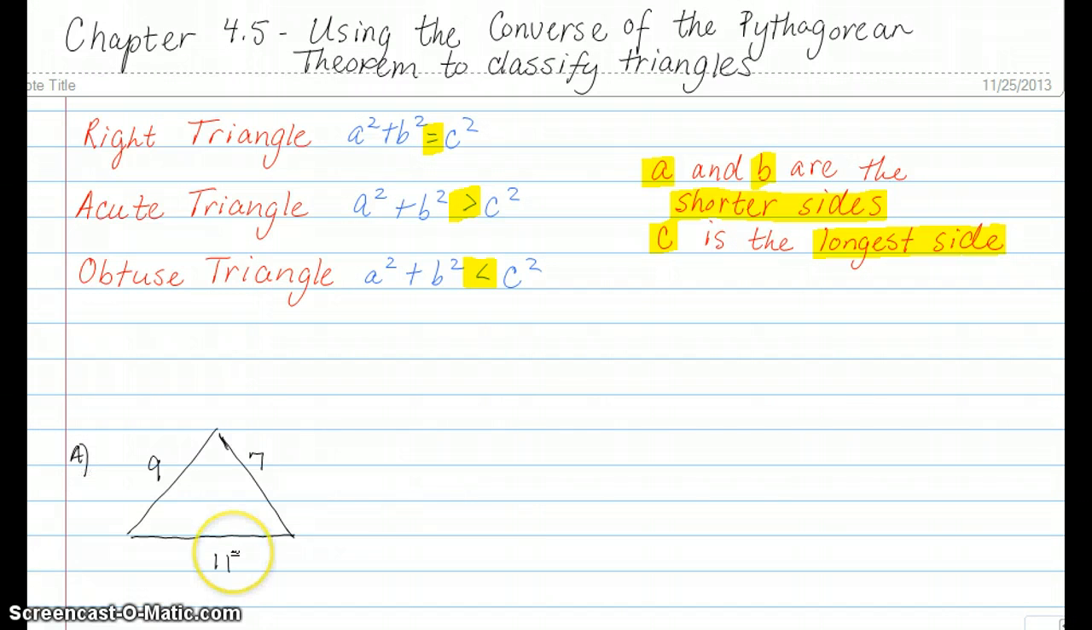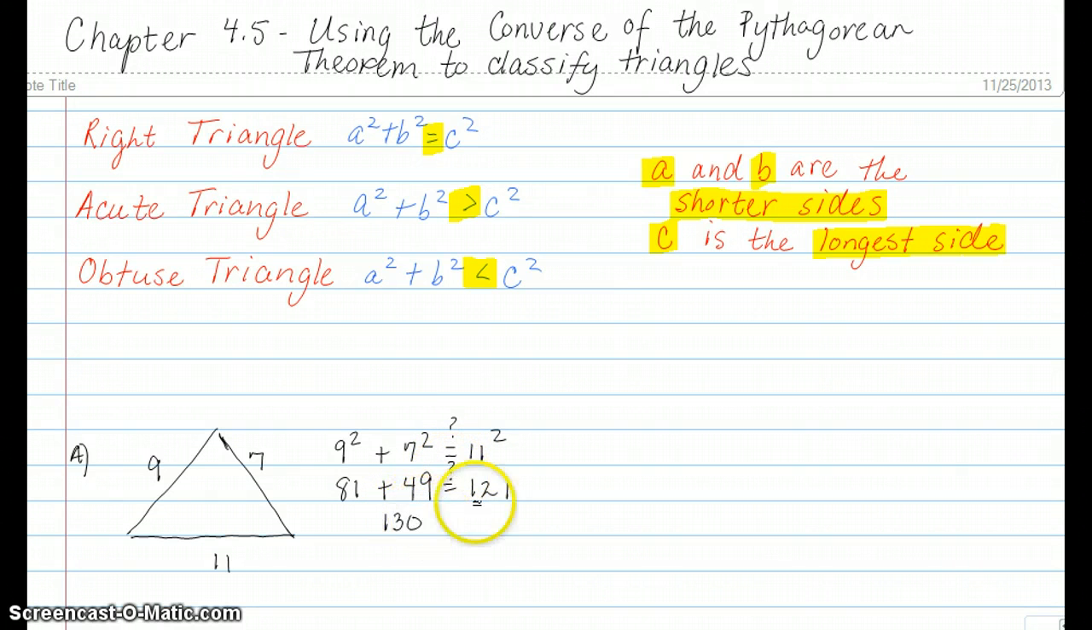You can look at the picture and know it's an acute triangle, but here's how you prove it mathematically. You take the shorter side 9 squared plus the other shorter side 7 squared, and it's going to equal the longer side squared, 11 squared. 9 squared is 81, 7 squared is 49, 11 squared is 121. If you do 80 and 40, you get 120. 1 and 9 is 10. 120 and 10 is 130. And 130, let's put a question mark above these because we don't know if they're going to equal or not.